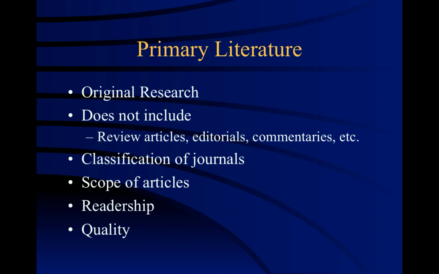And as I mentioned, the scope of articles, journals can be categorized according to either their focus within a specific clinical or scientific discipline or general subject matter. Specialty journals include circulation and diabetes. Other journals can be more general in scope, such as the journal Science or Nature.